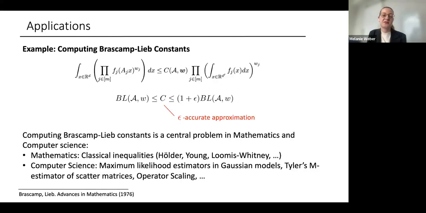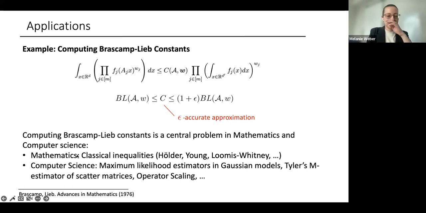A second problem that we looked at is the problem of computing Brascamp-Lieb constants. That's a problem that is receiving a lot of interest in the theoretical computer science community. It relates to, or is a special instance of, the operator scaling problem that some of you might have heard of. And it has deep connections to a range of other problems.